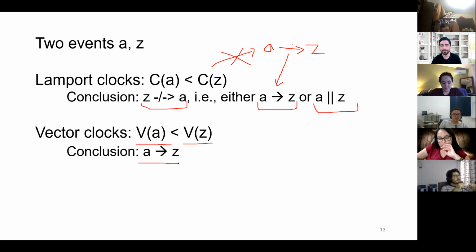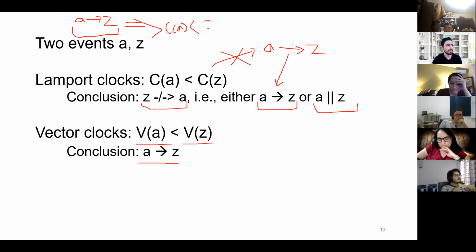I mean, you see the difference. Remember when we were talking about Lamport clock? If you see this, you can conclude that Lamport clock A is smaller than Lamport clock B, like Z. From this, you can conclude this, but from this, you cannot conclude this the other way. But for vector clock, it's the other way.